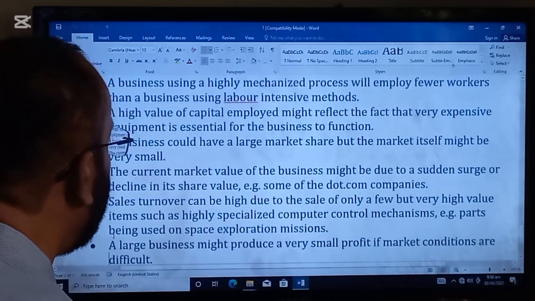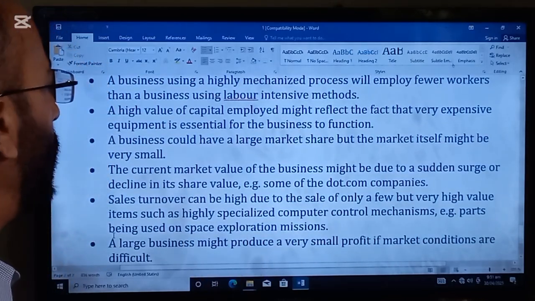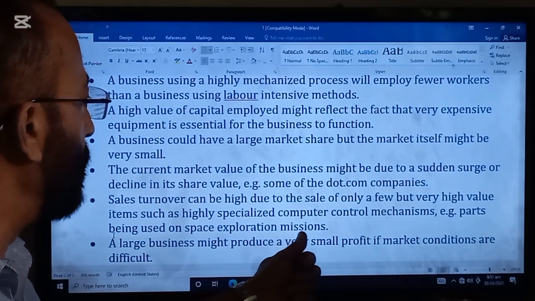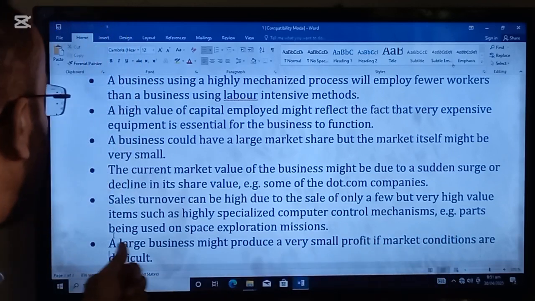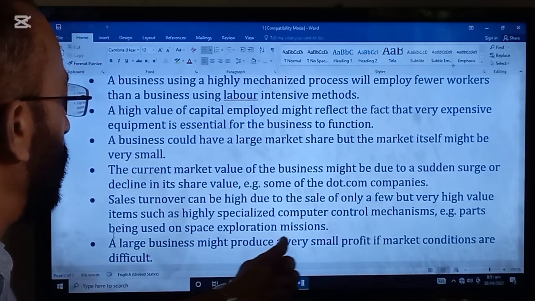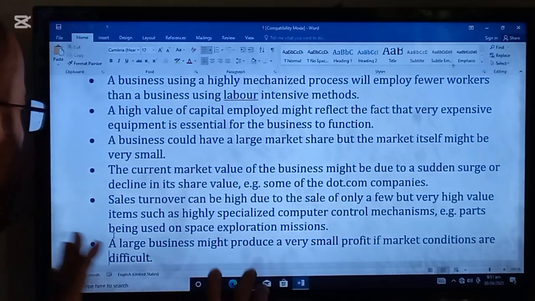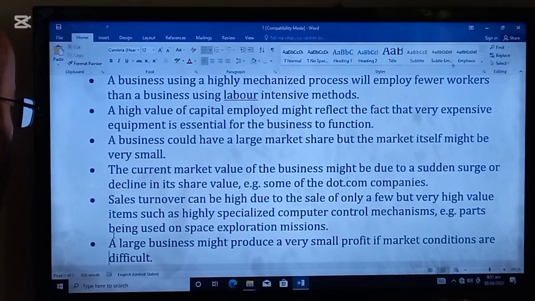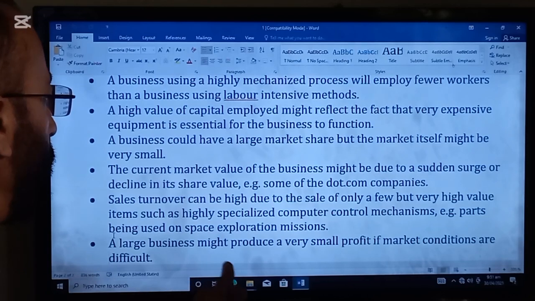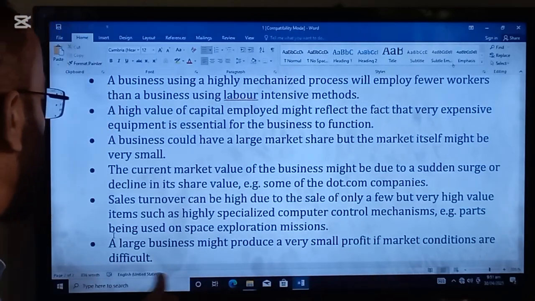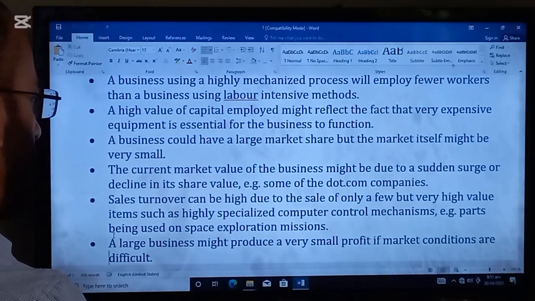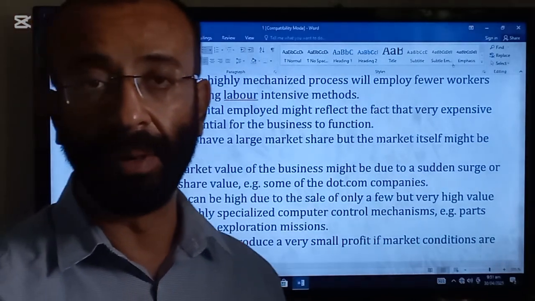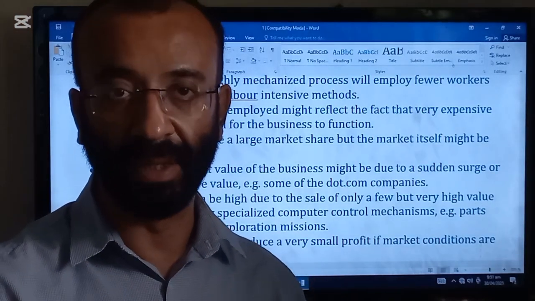Sales turnover can be high due to the sale of only a few but very high value items, such as highly specialized computer control mechanisms, for example, parts being used on space exploration missions. So this is the problem when we are measuring the business in terms of sales turnover. A large business might produce a very small profit if market conditions are difficult. So this is the problem in terms of profit. So these are the problems in using different kinds of methods.